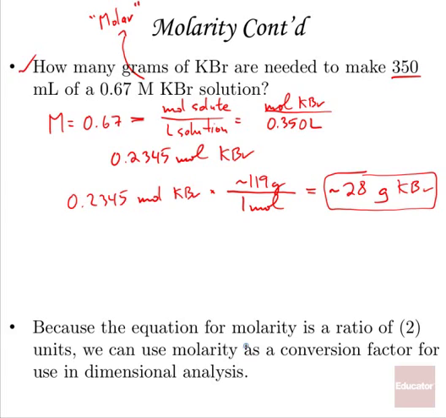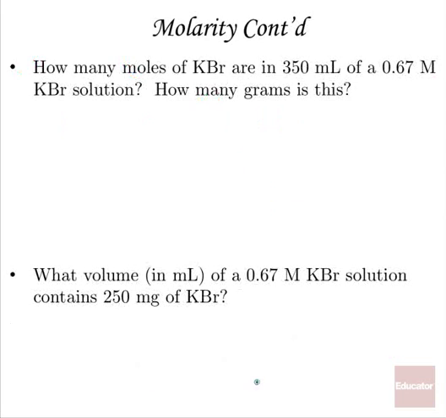And you see that the equation for molarity is basically a ratio of 2 units. And if you recall, I've said this many times before, that when you have a ratio of 2 units, you can get a conversion factor that can be used in dimensional analysis. All right, let's go ahead and use this approach now. So you see this is the exact same problem as before. How many moles of KBr are in 350 milliliters of a 0.67 molar potassium bromide solution?